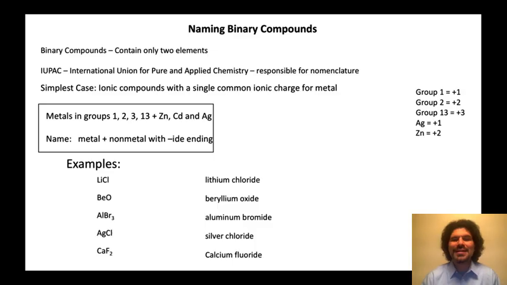CaF2 is calcium fluoride. Okay, so you can see how calcium, being a +2 ion, requires two -1 ions, fluorides, to make an overall neutral compound. Okay, so these are fairly simple. You just have to remember the IDE endings.